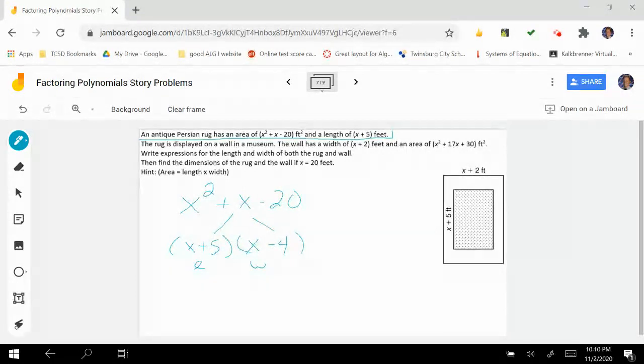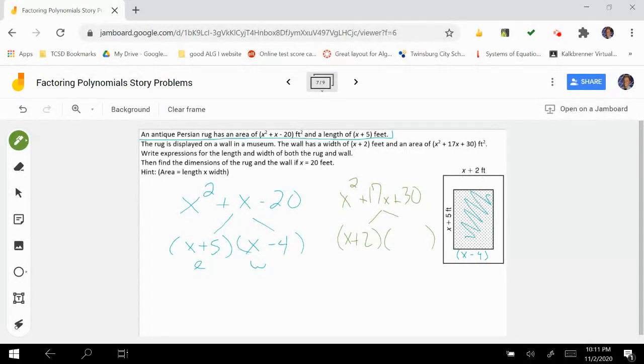And that's of the rug. So this is x minus 4. And that's for the rug, right? And now for the wall, it's x squared plus 17x plus 30. We need to break this down, and they gave us half that answer, x plus 2.